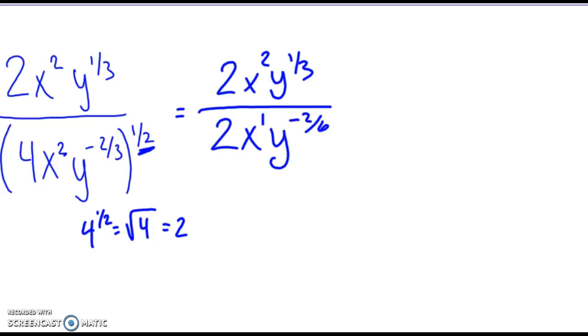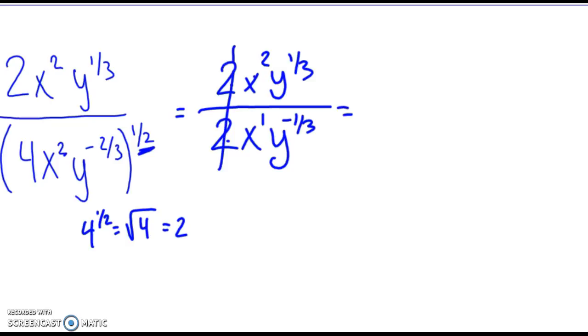Okay. Next, what I'm going to do is reduce this fraction to negative 1/3. And then I'll make that a little bit neater. And I have y to the negative 1/3. Now I'm going to reduce. 2 over 2 reduces to 1. So my numbers cancel out.